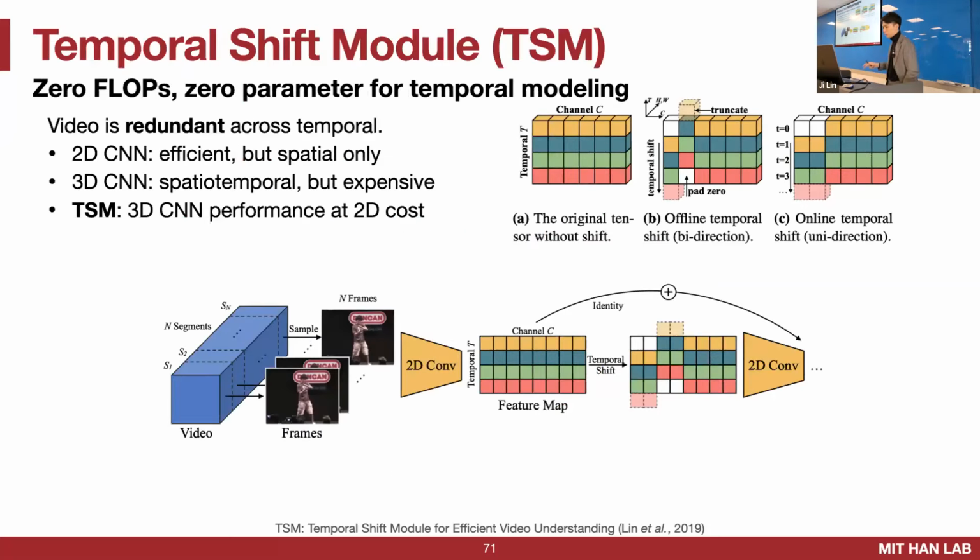Traditionally, there are multiple ways to do video recognition. One is using 2D CNNs applied to each of the frames, treating them as a sequence of images, but they cannot do the temporal modeling.